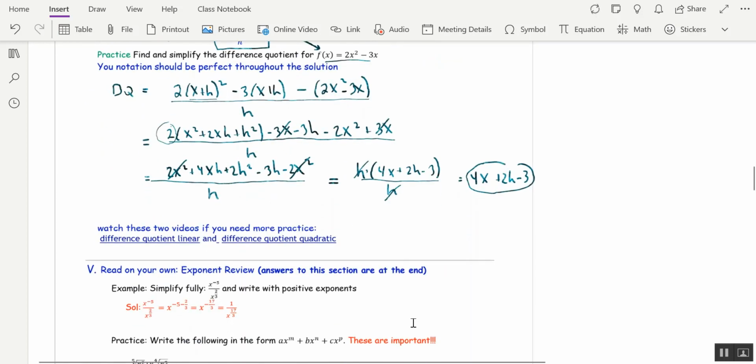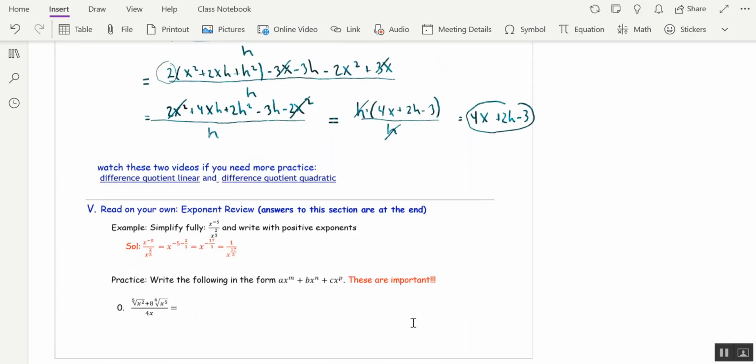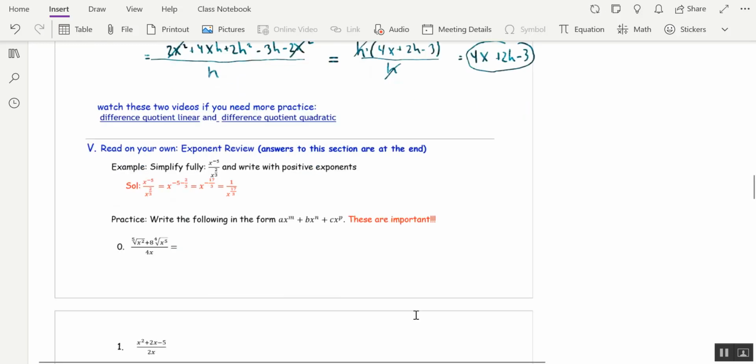And then on your own, I want you to do these problems on simplifying exponents. They're incredibly important, and we'll use them when we find derivatives. And the answers are at the end, so you can check your solutions. And that is the end of this section.